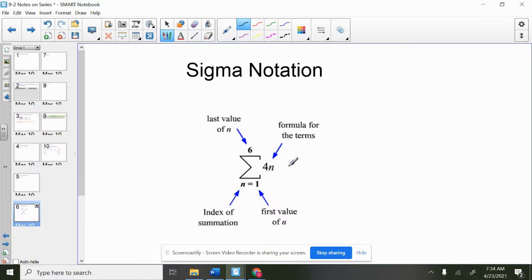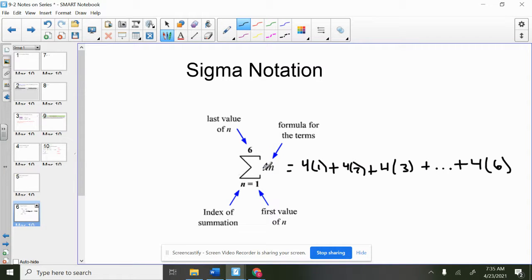So if it was this function here, you'd have 4 times 1, because that's what you're starting with. And since this is a series, we're adding. And then keep on going. The next number after 1 would be 2, so it's 4 times 2, and then 4 times 3. You'd keep on going until you plugged in the last number, which in this case is 6. You could theoretically write all of these out, then add them all together. But of course, we've learned that there are formulas to help us out with that.